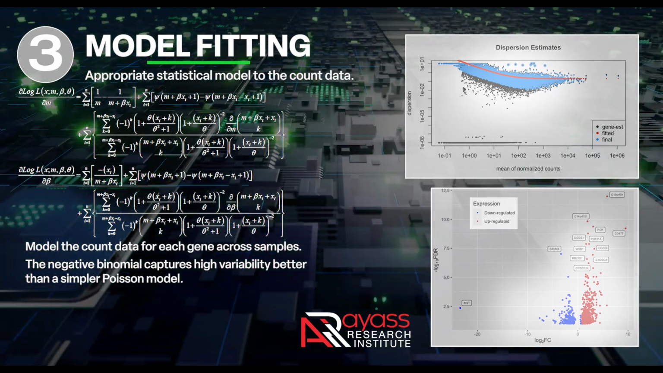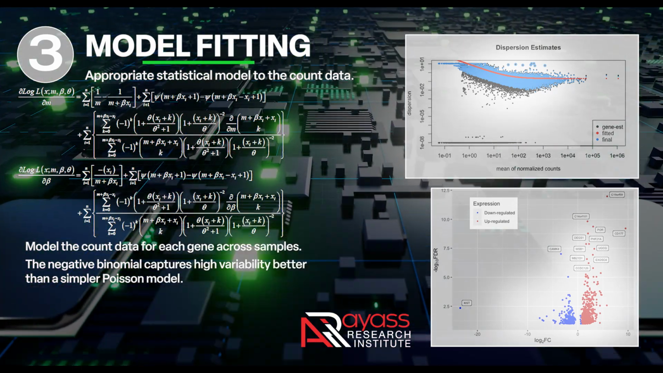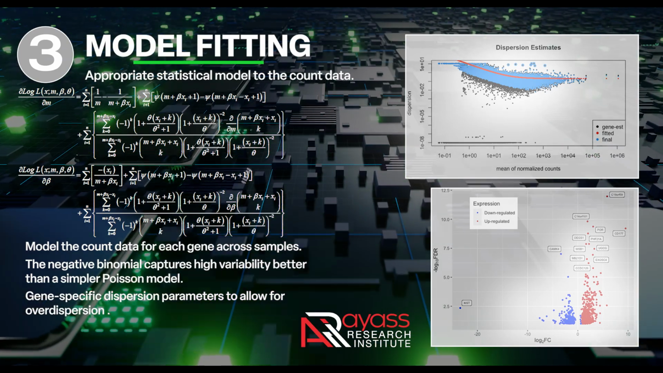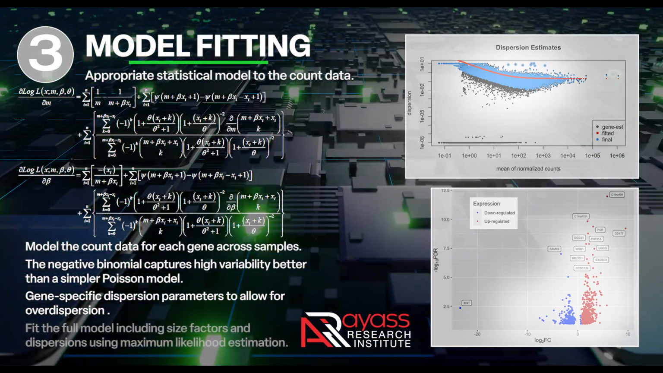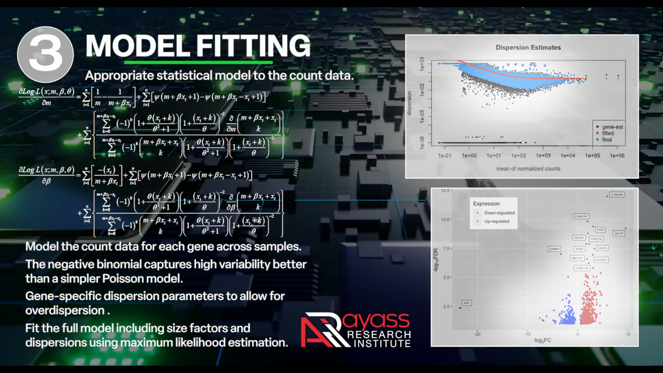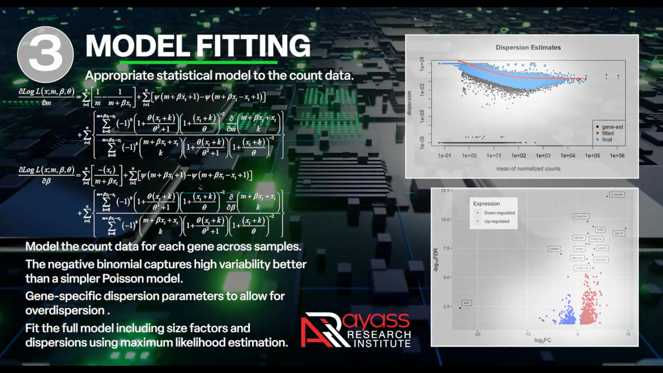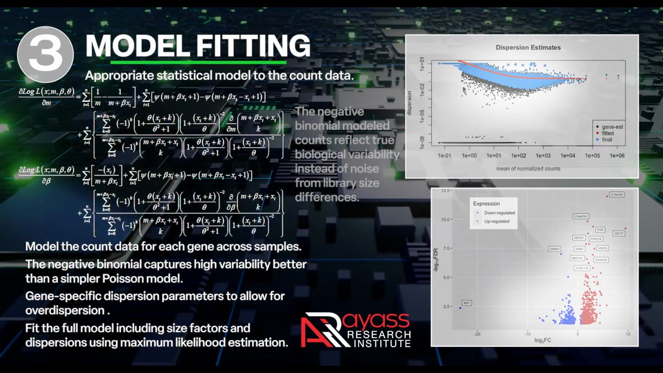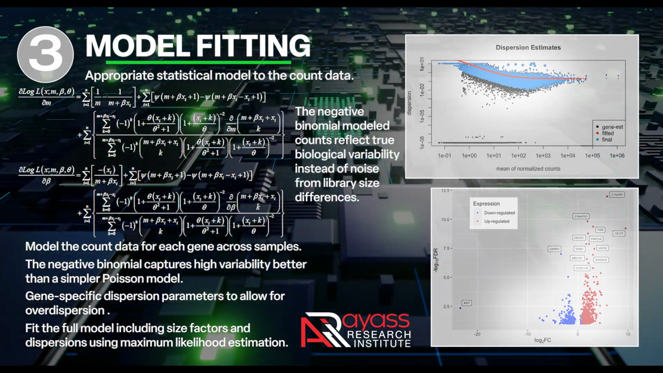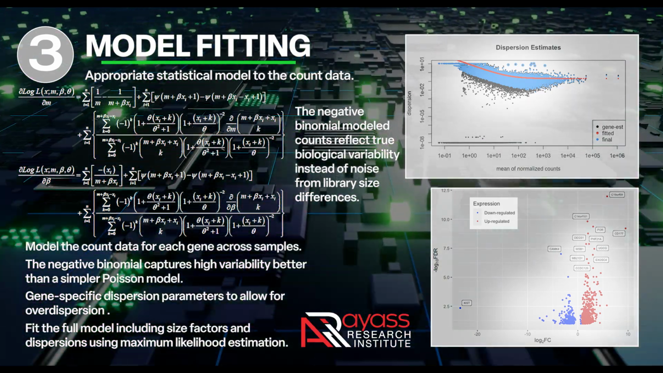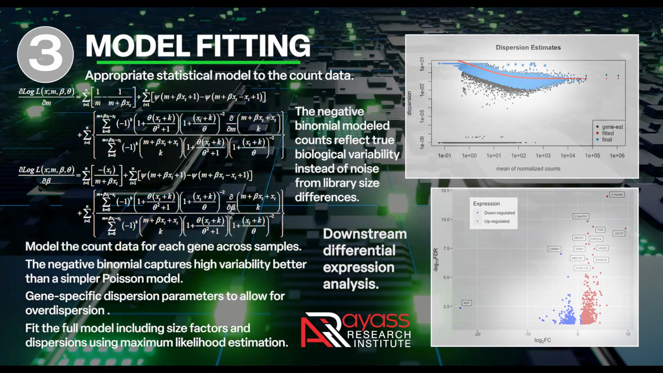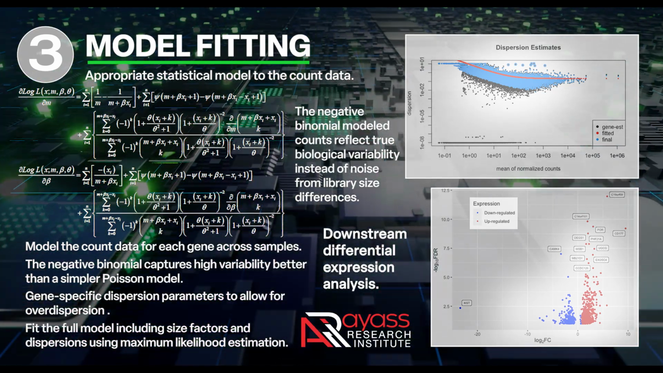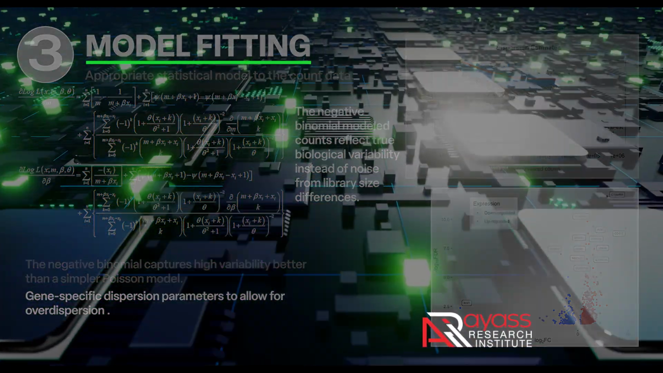The negative binomial uses a dispersion parameter to model variance as a function of the mean. We estimate gene-specific dispersion parameters to allow for over-dispersion. Finally, we fit the full model including size factors and dispersions using maximum likelihood estimation. This gives normalized mean expression estimates for each gene in each sample. The negative binomial modeled counts reflect true biological variability instead of noise from library size differences. Downstream differential expression analysis is then performed using the fitted mean expression values and estimated dispersions.